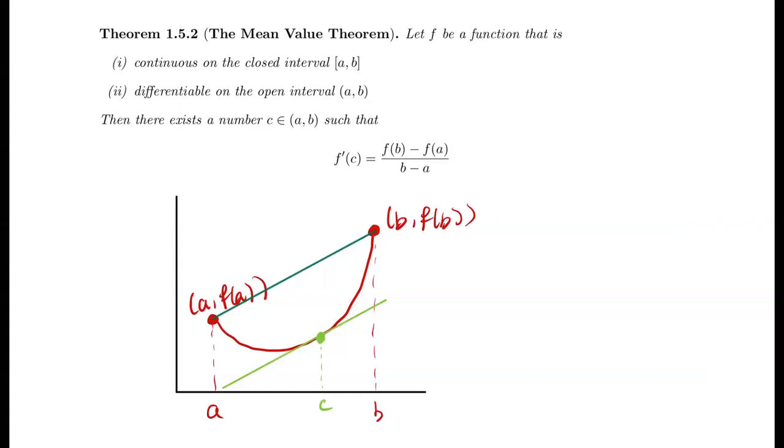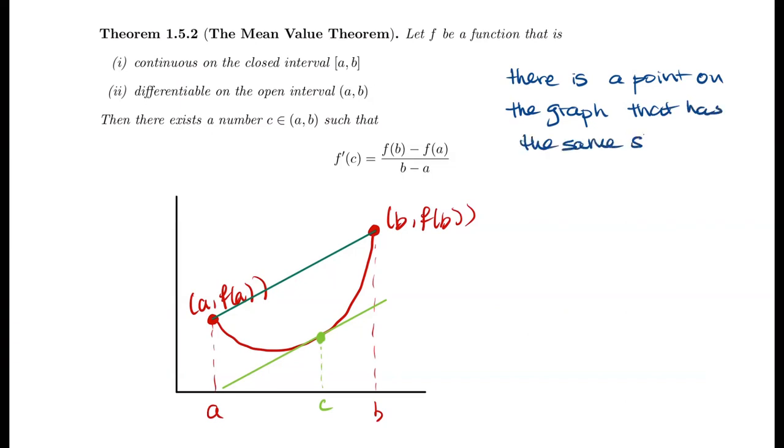So we say there is a point on the graph that has the same slope as the line from a to b. That's what the mean value theorem is saying. Okay, so that's all for the two theorems that we're going to be having a look at. In the next section, we'll be having a look at antiderivatives.